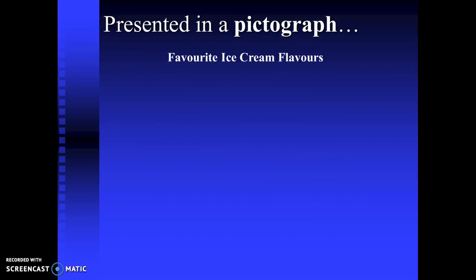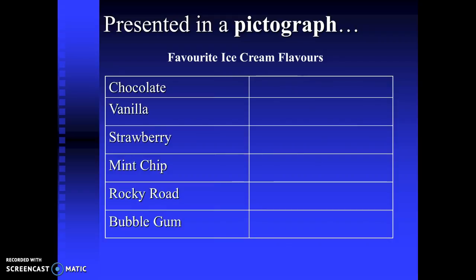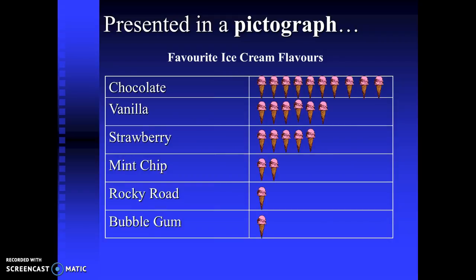Okay, pictograph. A lot of newspapers and magazines like the pictograph because it looks very friendly, easy to understand, and if you turn it sideways it looks like a bar graph. You can count the values, you need a legend, and there you go.